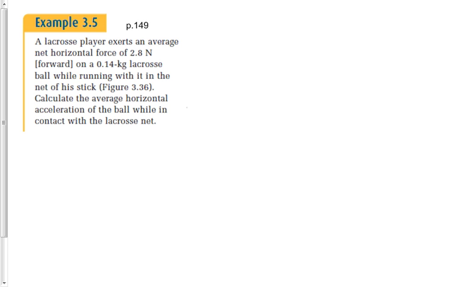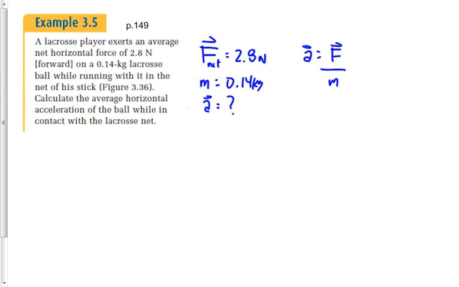Let's find the acceleration here. First of all, our net force is 2.8 newtons. Our mass is 0.14 kilograms. And we want to find the acceleration here. Well, this is an easy question, isn't it? a is equal to F over m. We've got 2.8 newtons divided by the mass of 0.14 kilograms. It's going to give me 20 meters per second squared.